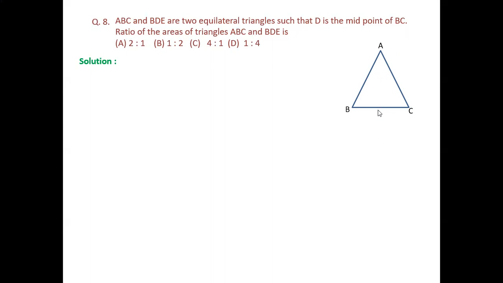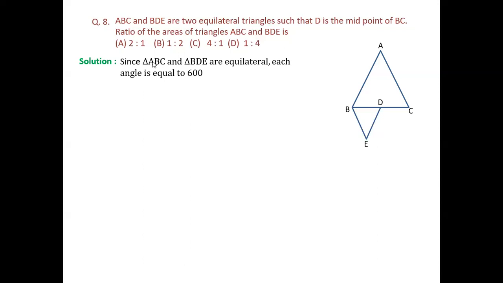So if D is the midpoint of BC, let's take the midpoint here, D. This is the midpoint of BC. We draw an equilateral triangle BDE. Let's draw one triangle here. It's like this, and name it here. So that means this triangle is an equilateral triangle, and this is also an equilateral triangle. Both the triangles are equilateral triangles.